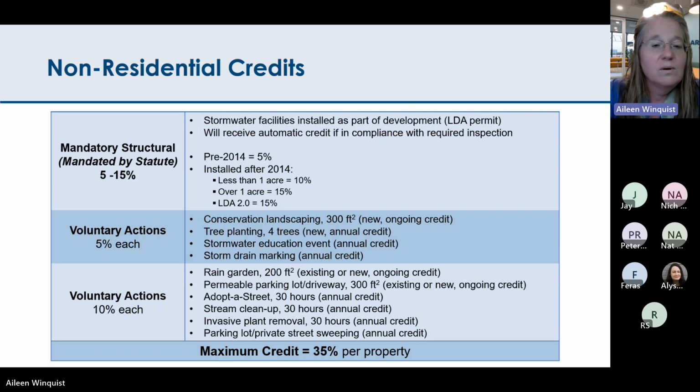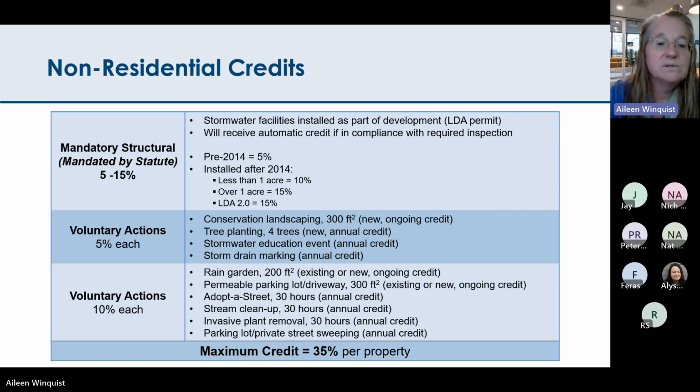And then for the non-residential customer group, you can see again the mandatory structural credits. Those are facilities installed as part of a development project. But then we do have additional options available. Some of this came out of the engagement process, because within the non-residential group, we have faith organizations and nonprofit organizations, and some of those organizations were exempt under the sanitary district tax, so this is a new fee for them, the stormwater utility fee.